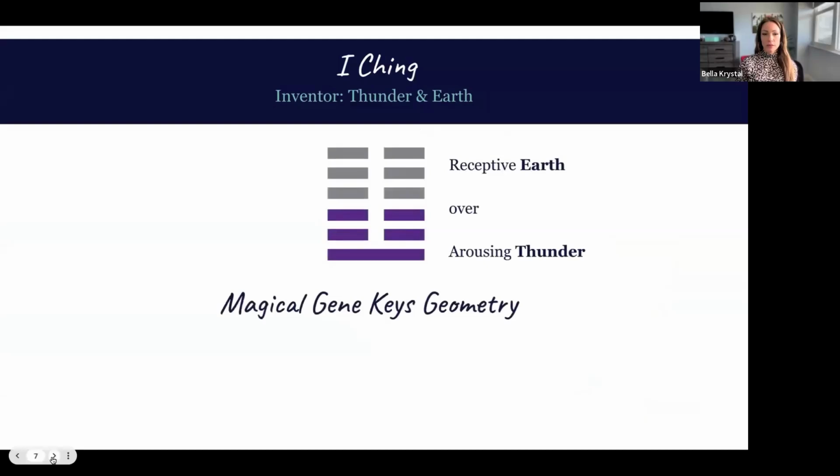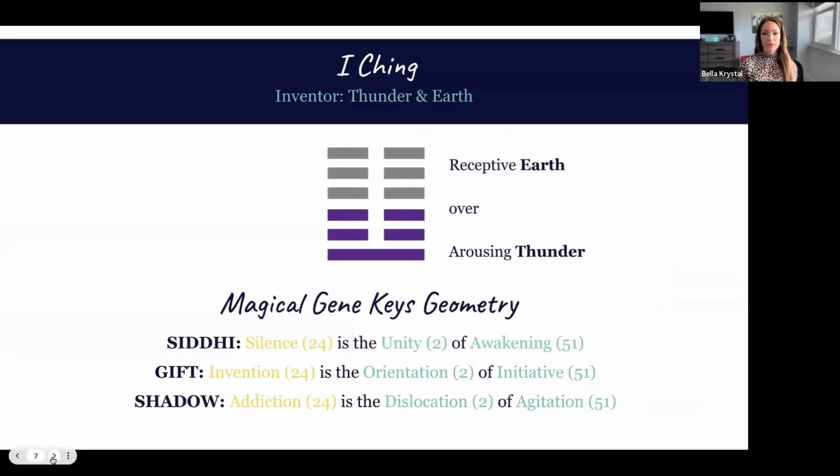So looking again at those elemental energies, when we have thunder over thunder, that is the same as 51. When we have earth over earth, that is the same as 2. So we could say that this one is made up of a combination of the elemental energy of the 2 and the 51. That means that the shadow of addiction is the dislocation in agitation. The gift of invention is orientation with initiative, I would say, and the city of silence is the unity of awakening.